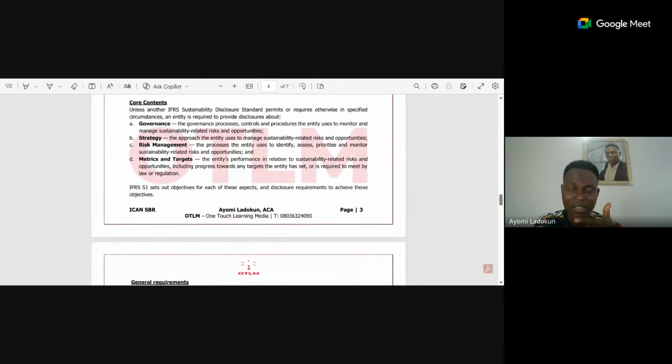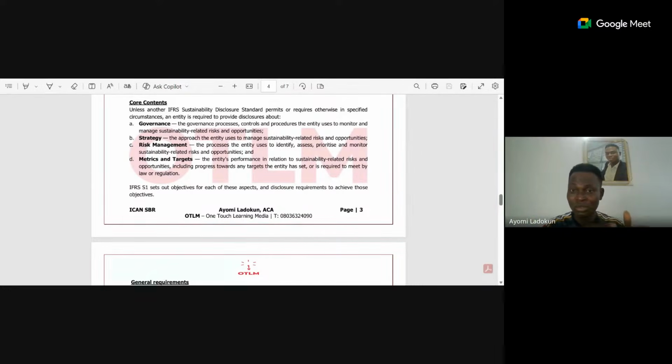And the second is strategy. You cannot write strategy first. Be with me here. You cannot write strategy first. Everything starts with the top, your control environment, and that's your governance. What governance process, controls, or procedures the entity used to monitor their sustainability related risk and opportunities. Then from there, strategy, right? So you have to arrange it in that manner. Strategy is the approach the entity used to manage sustainability related risk and opportunities.